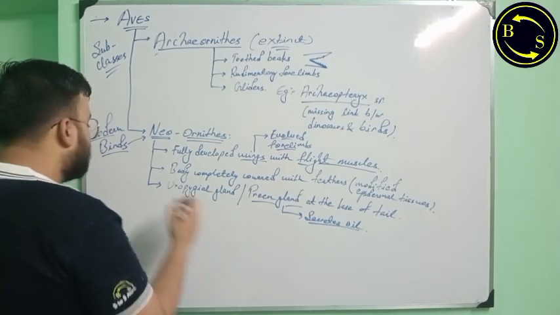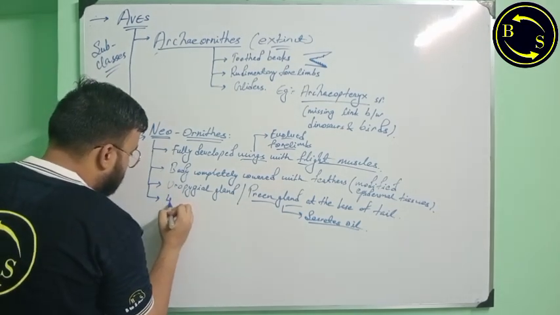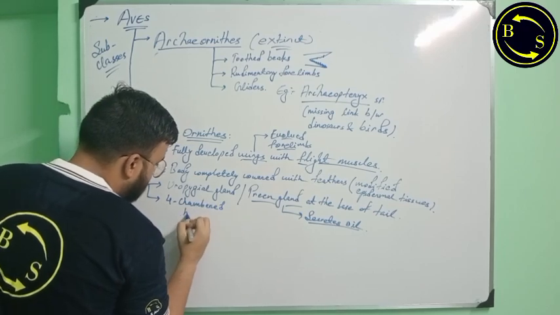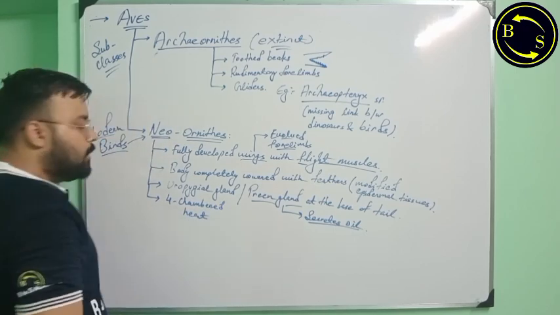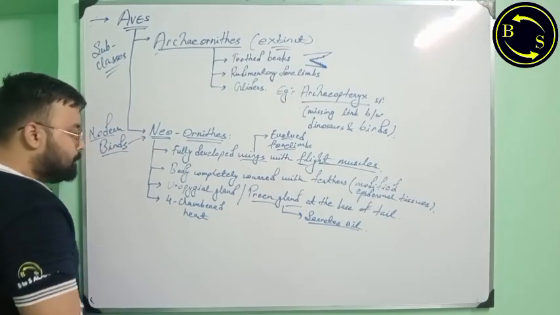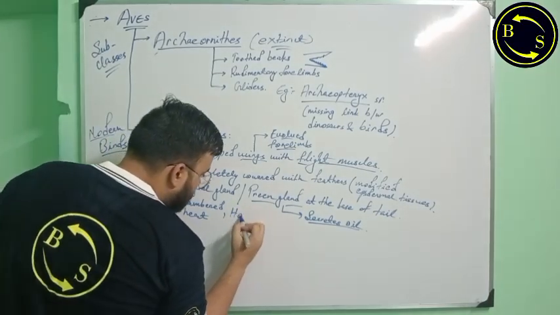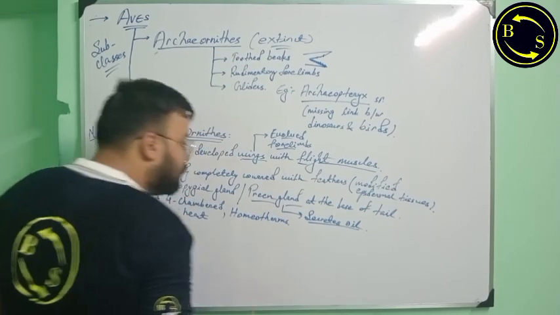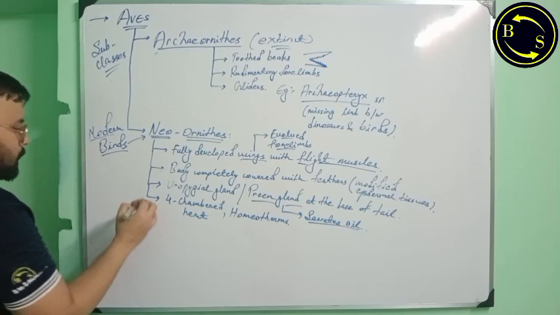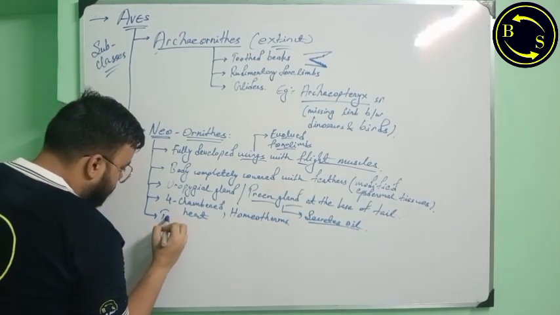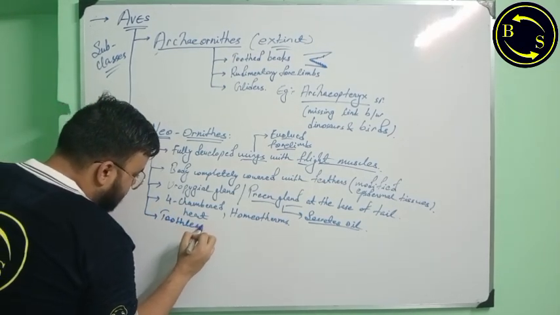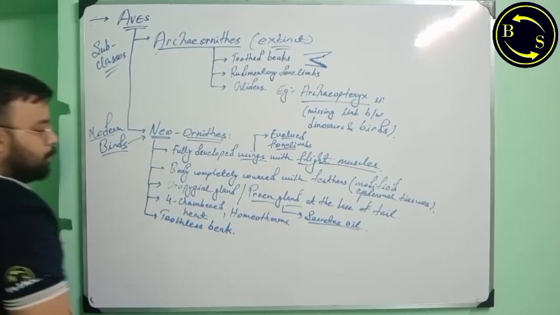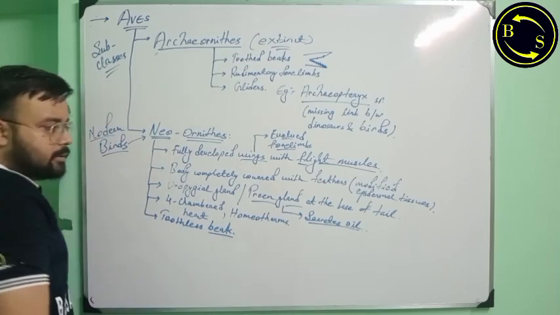Another thing they have is a four-chambered heart, with two auricles, two ventricles, and they are homeotherms or warm-blooded. Okay, they can regulate their own body temperature. They have a toothless beak. Their upper and lower lips are modified into a beak. Okay, and it is toothless.